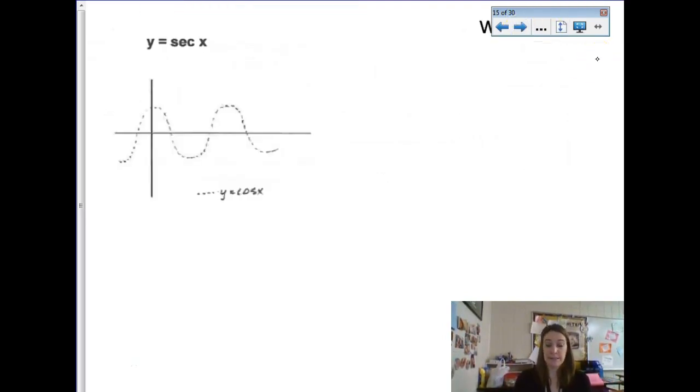Now let's talk about secant. Secant is the reciprocal of cosine. So we have a little ghost cosine function graphed here, and the same thing is going to happen that we saw with cosecant. Anytime I had an x-intercept, that's going to turn into a vertical asymptote because it'll be undefined. So we end up with this.